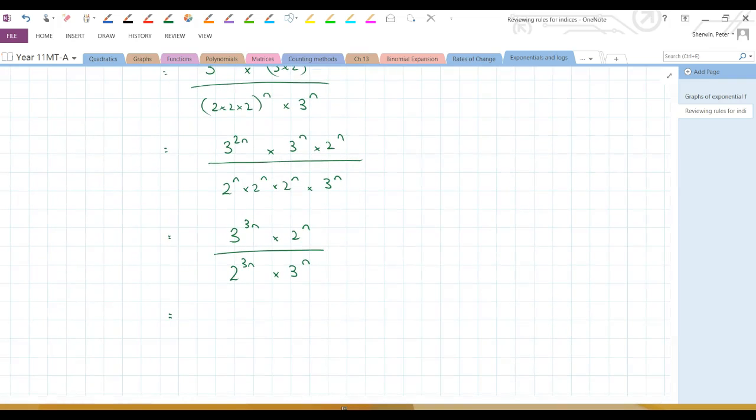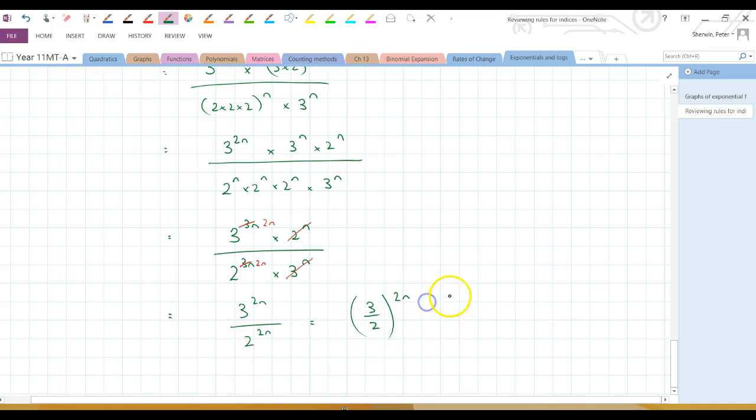Let's go and do some slashing here. 2 to the power of n, that can go, that's the smaller of the two powers. This becomes 2n, I'm subtracting the n from 3n. This is the smaller of the two powers, it can go. That becomes 2n. So I'm left with 3 to the power of 2n over 2 to the power of 2n, which I could actually write as 3 over 2, all to the power of 2n.